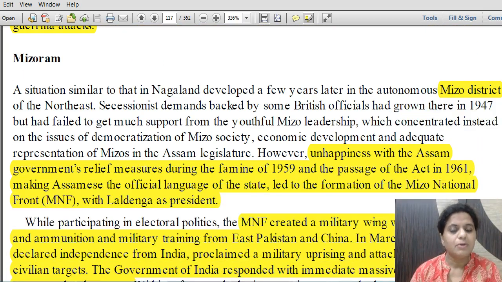Then next is about Mizoram. So Mizo district as such was also an autonomous district in the northeast. But then the unhappiness with Assam government's relief measures during the famine in 1959 was an issue which had resulted in unrest here. Also, the passage of the Act in 1961, which made Assamese the official language of the state, resulted in Mizos also raising a demand, and they formed Mizo National Front, MNF, with Laldenga as its president. So this was an immediate consequence of the 1961 Act of Assam, making Assamese the official language.